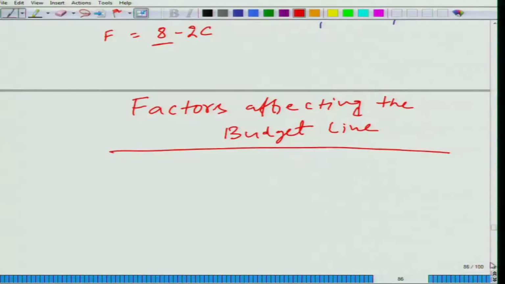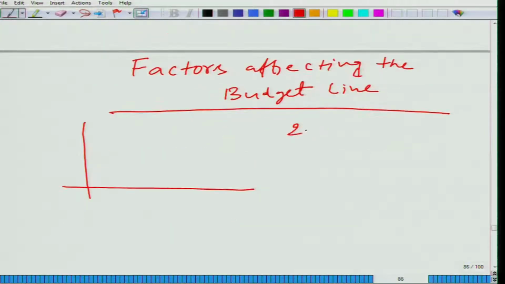Okay. So, let us talk about what happens. This is the line that we have obtained, 2c plus f is equal to 8, and here we have c, here we have f, and it is like this, 8 to 4.